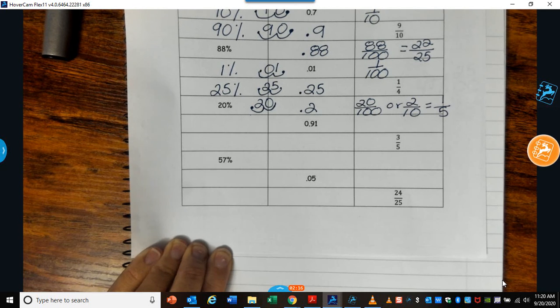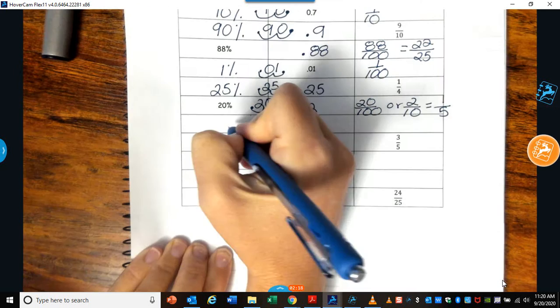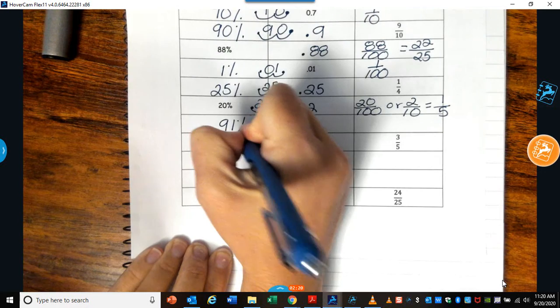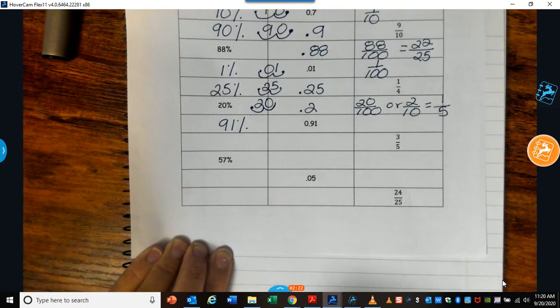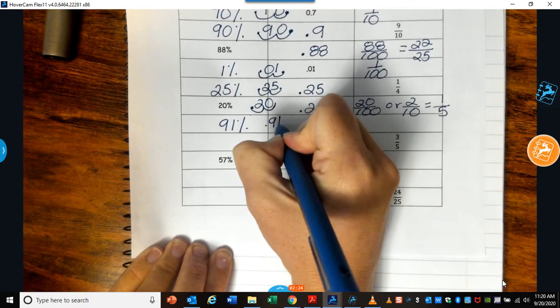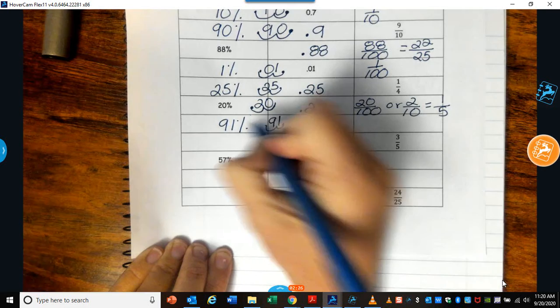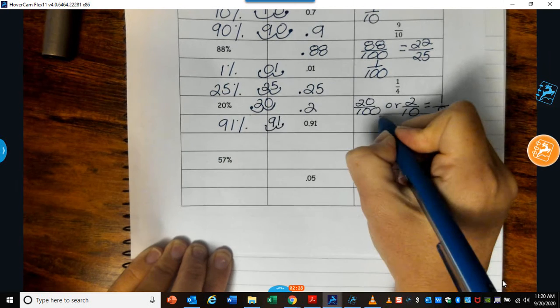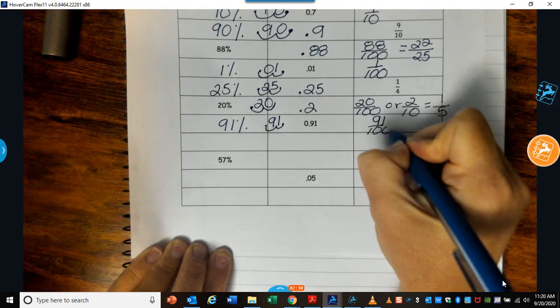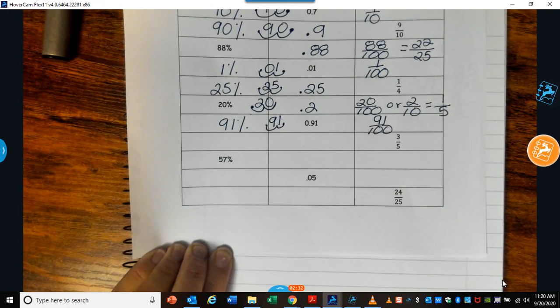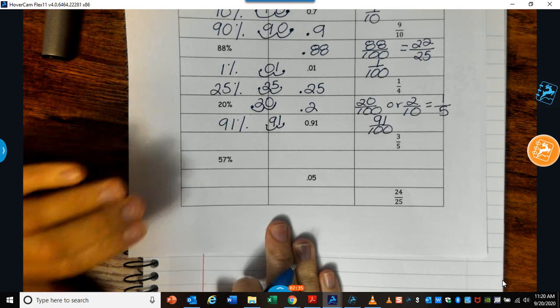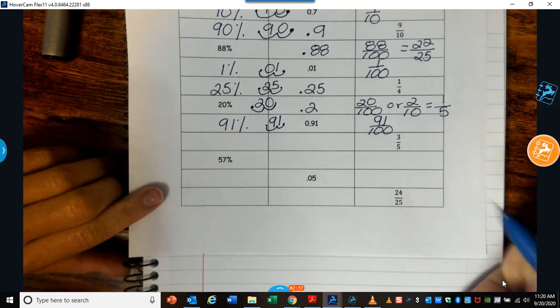Next I have 91/100ths. 91/100ths would be 91%. Moving the decimal 2 times from 0.91, we would go this way to get my percent. And then I would put 91 over 100 as my fraction. 91 is a prime number, so we can't simplify or anything. 91/100ths is our final answer.